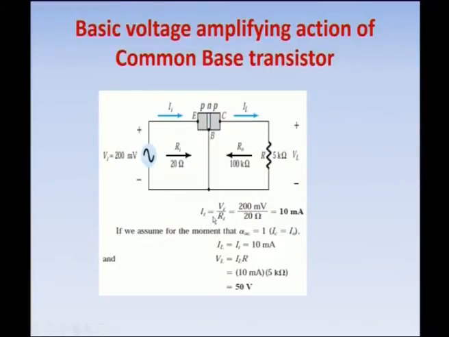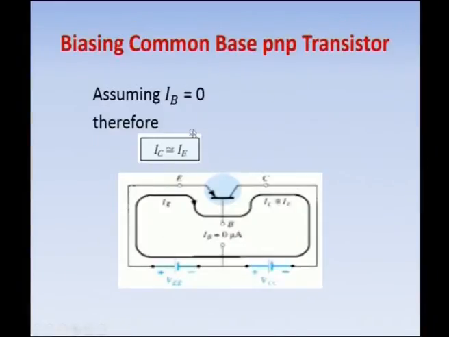So, we have to see how this 200 millivolts is going to be amplified at its output. The input current II can be obtained from the input voltage divided by the input resistance. So, input voltage 200 millivolts by input resistance 20 ohms, finally, it is 10 milliamps. This is the input current flowing through the emitter. Since this is the AC signal, the alpha AC is considered to be 1. So, if it is 1, then the output current IL is equal to the input current. That is what we have seen in this example.